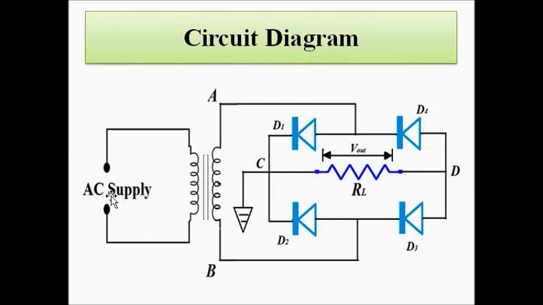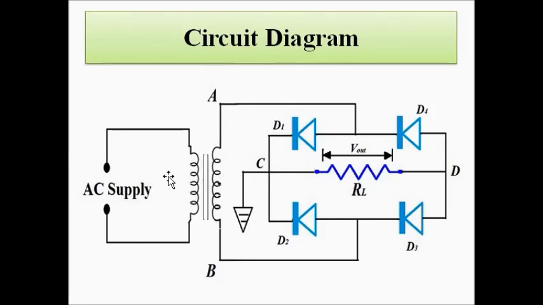So the usual components are used. First we have the AC supply, the 230 volt 50 hertz AC supply. Then we have a step down transformer, which converts the 230 volt into a lower voltage level, generally 12 volt AC. Then we have these 4 diodes arranged in the form of a bridge, and a load resistance is connected across which the output is obtained. So you are clear about this circuit diagram.